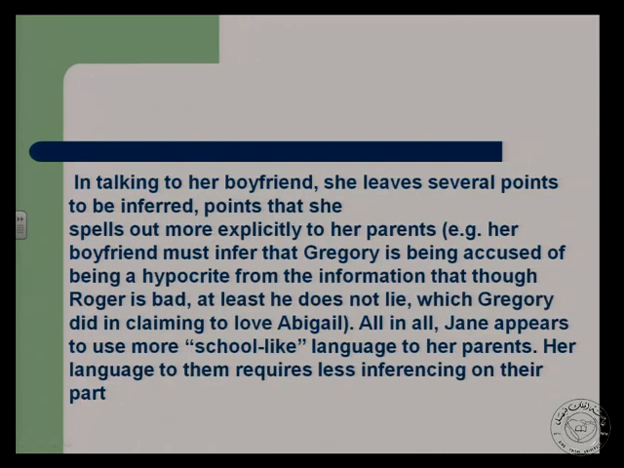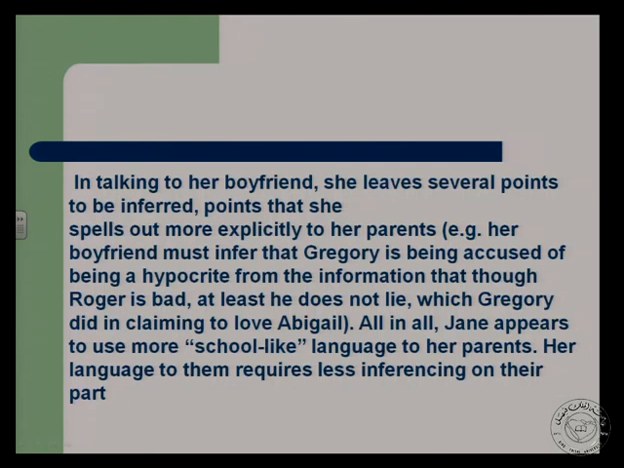In talking to her boyfriend, she leaves several points to be inferred. She left some points to be understood by him, points that she spells out more explicitly and says more clearly when talking to her parents, as a matter of respect. For example, her boyfriend must infer that Gregory is being accused of being a hypocrite. The word hypocritical was not used with him but was used while she was talking to her parents. He must infer it from the information that though Roger is bad, at least he doesn't lie.